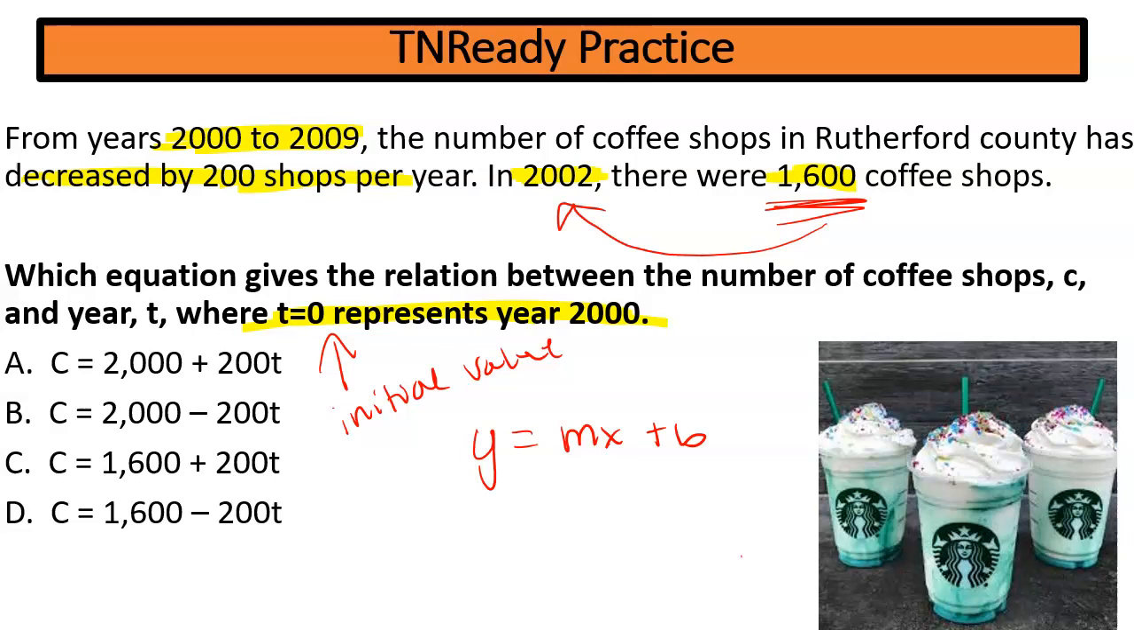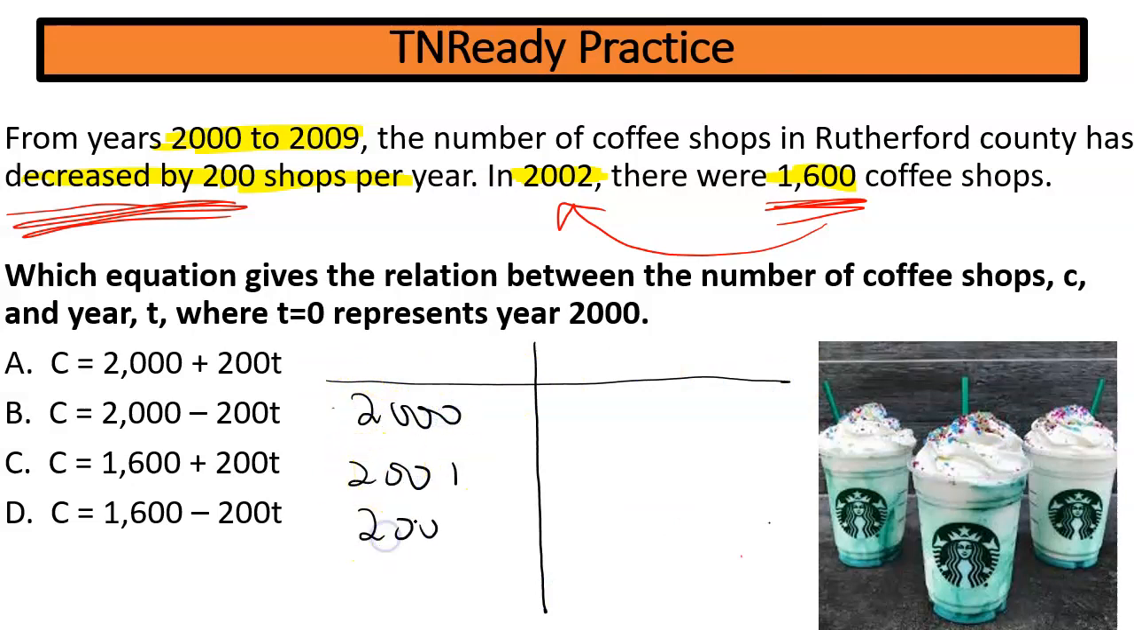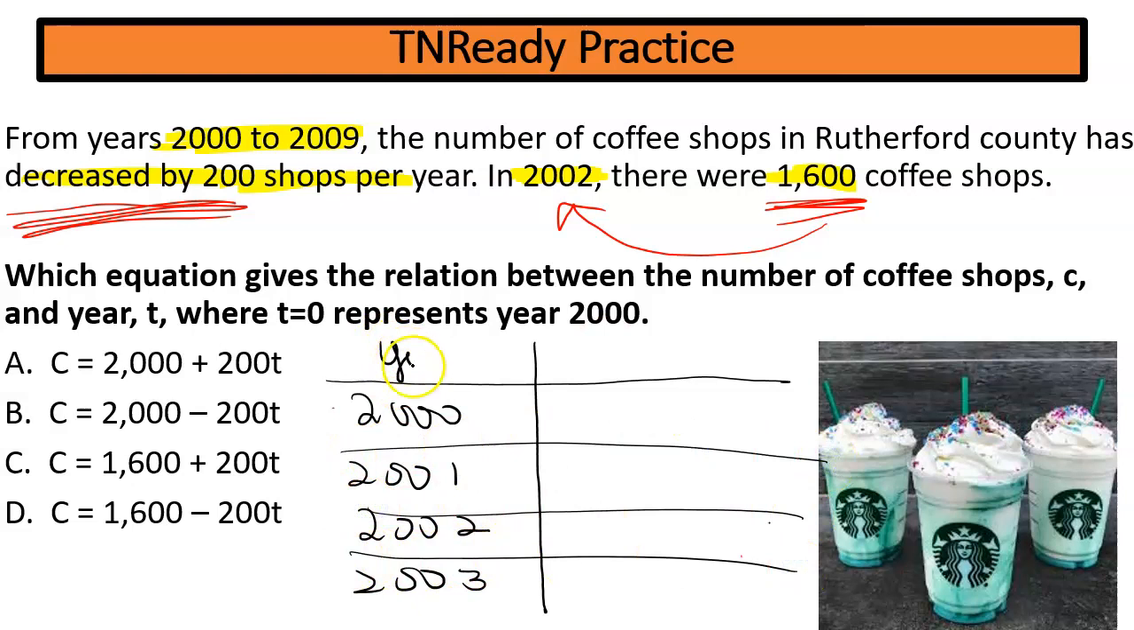So we need to think about how it's changing. So it's decreasing by 200 shops per year. So just to make this a little easier to understand, we could draw a table here. All right, so we need to get back to the year 2000. I'm going to draw out to 2003 here. We'll say this is year, this is coffee shops. So we know in 2002 there were 1,600, and it's telling me I'm decreasing by 200 each year. So that means I'm going to go minus 200 in 2003.